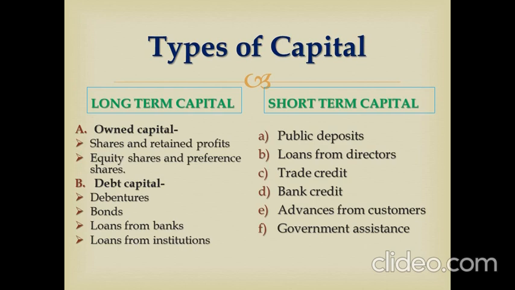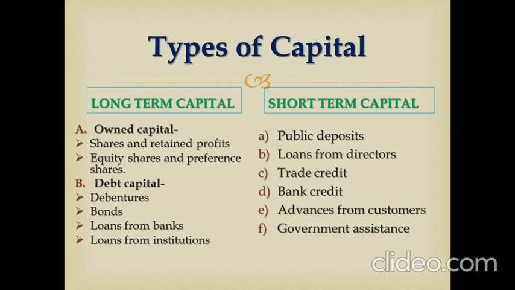Then there is short term capital. In short term capital, there are public deposits, which the public deposits with me. Then loans from directors, that is, directors of the business grant me some loans for effective business running. Then there is trade credit. If I give you an example, it can be an instrument for buying, purchasing and selling mainly on a credit basis.